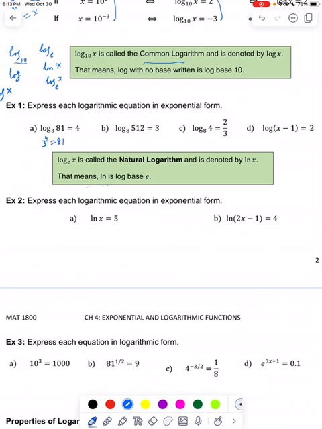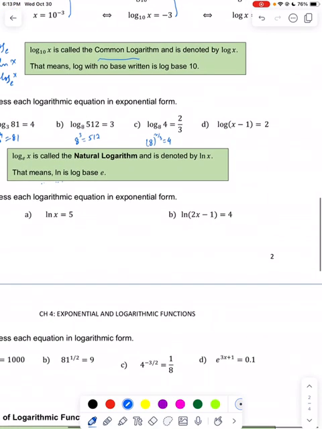This will be 8 to the 3 equals 512. This will be 8 raised to the power 2/3 is equal to 4. What is this one? Next one. So you see there is no base, so it means the base is 10. So you say 10 to the 2 is equal to x minus 1. Now if you have to find x, you can easily find it from here, because this will give you x equal to 101. You can check.